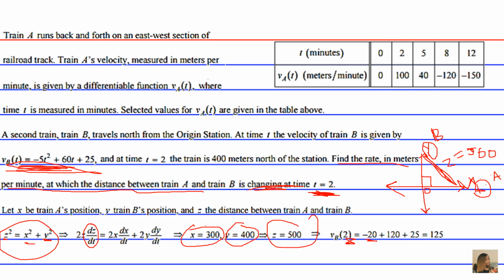So VB of 2 equals negative 20, because 2 squared times negative 5 is negative 20, plus 120 plus 25, and that's going to give us 125 meters per minute. Okay, so at time t equals 2, the rate of travel is 125 meters per minute. This is going to be our dy/dt.